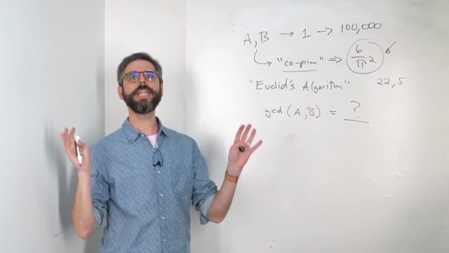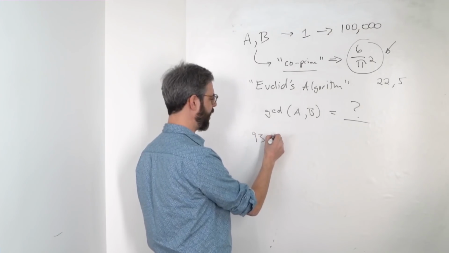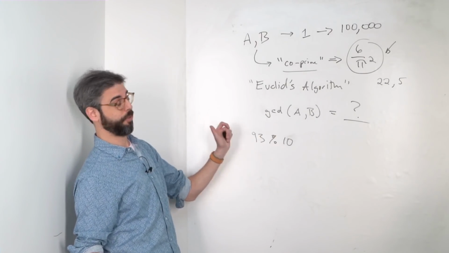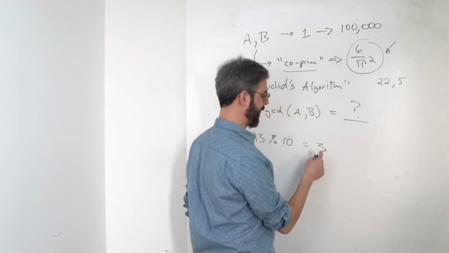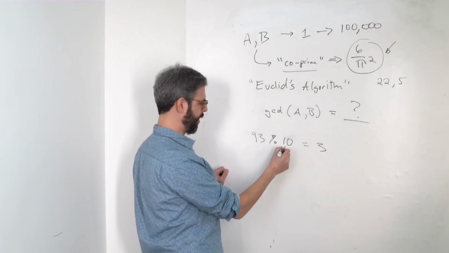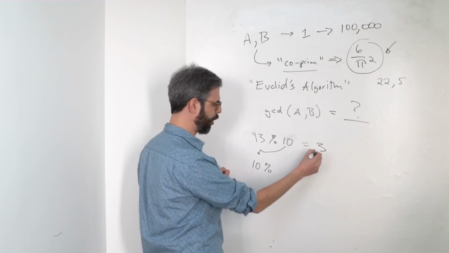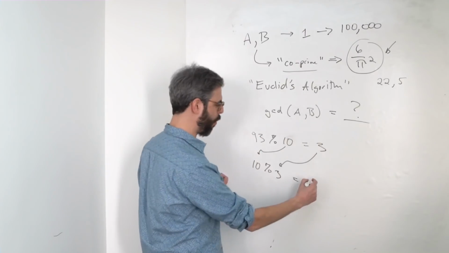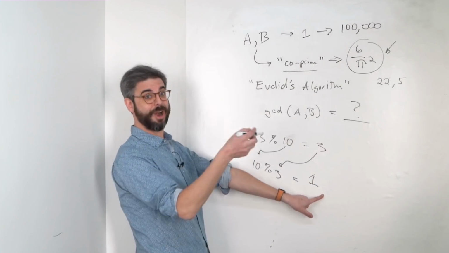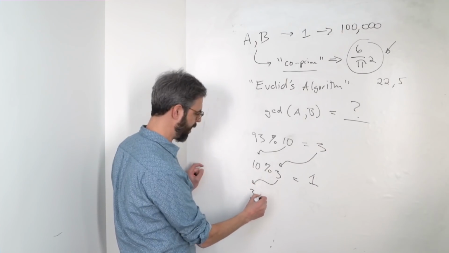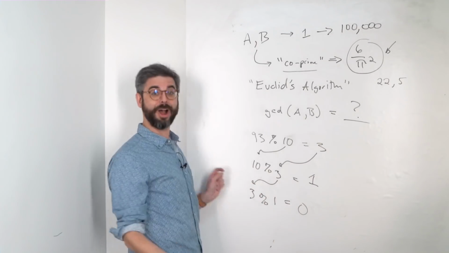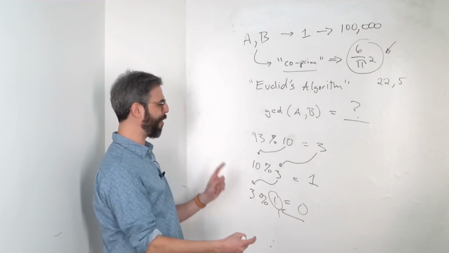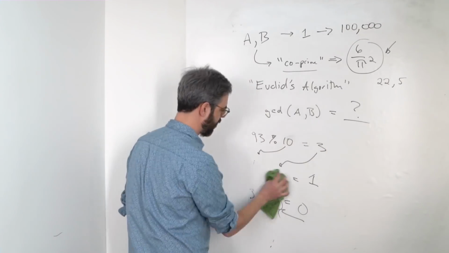Let's try 93 and 10. 93 modulo 10 is 9 remainder 3. That's not 0, so keep going. 10 modulo 3 is 3 remainder 1. So that's not 0, keep going. 3 modulo 1 is 0. Hey, that's 0. This is now the greatest common divisor, 1. Guess what? 93 and 10, coprime.